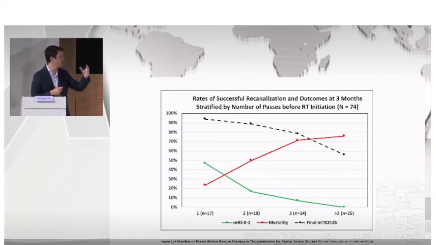This is a paper published, I think, a couple of weeks ago by a German group and the German registry, where they show that after 3 passes in posterior circulation, the mortality increases and the ranking decreases too much. So it seems that in posterior circulation, we are getting much more aggressive than in anterior, and we can place the stent after the 3rd pass.